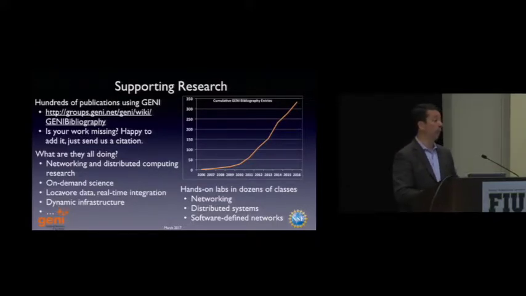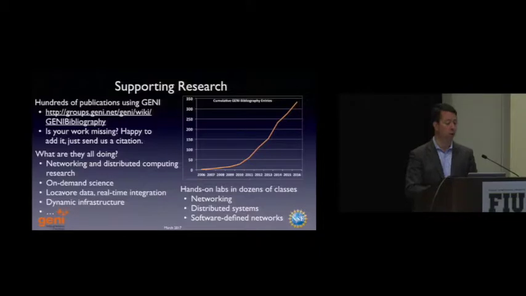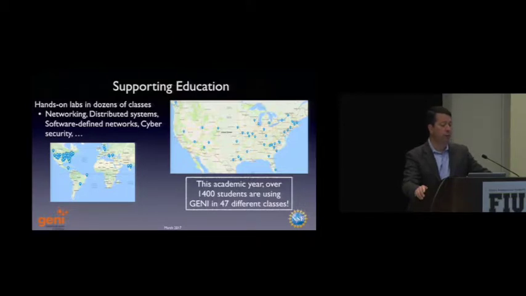And these folks are doing a lot of different things. Networking and distributed computing research, as we initially anticipated for GENI, but also on-demand science, locavore data and real-time integration, dynamic infrastructure, and very heavy use in the classroom. We have dozens of classes using GENI. Again, these are just the ones we know about, but there are at least 1,400 students using GENI in 47 classes this academic year.